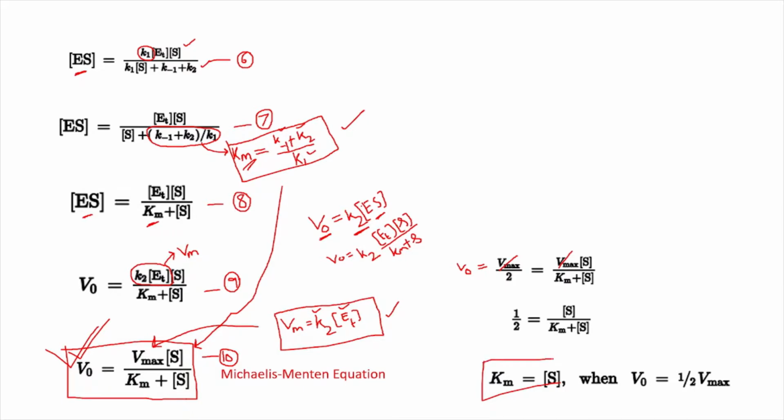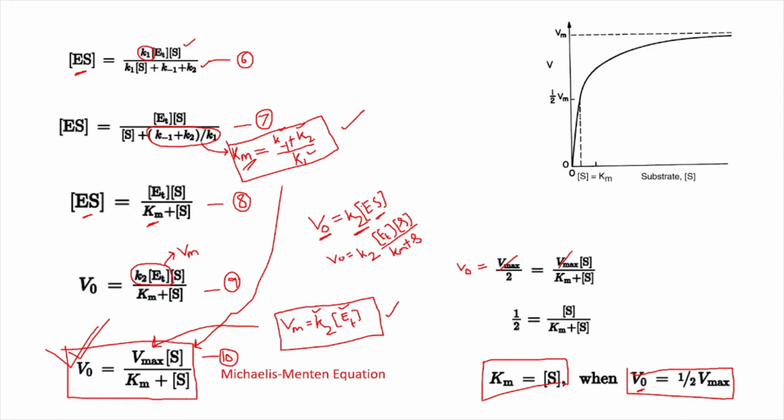So this is the case. That means, when the velocity attains half the maximum velocity, okay, so when the velocity of the enzyme catalyzed reaction is half the maximum velocity, the Km will be equal to the substrate concentration.